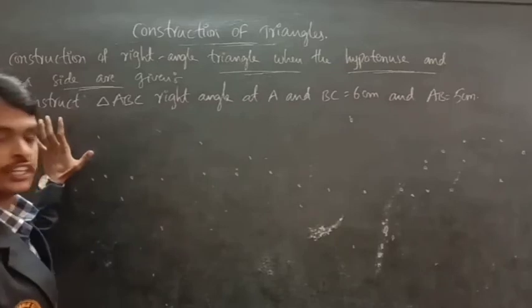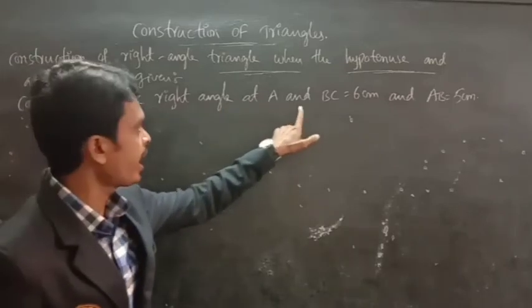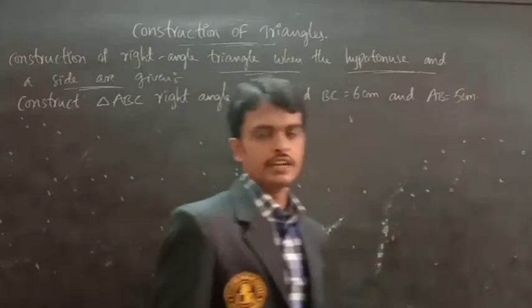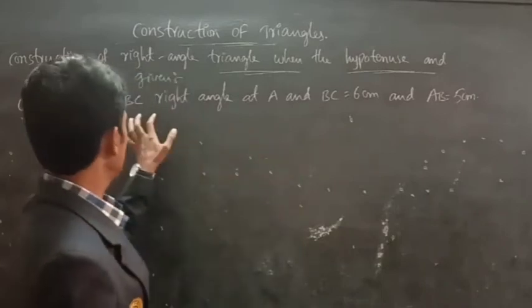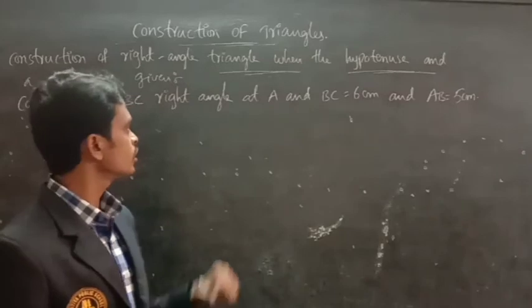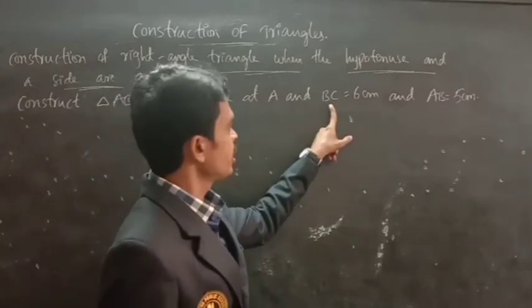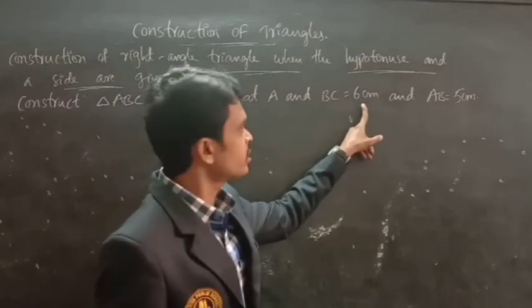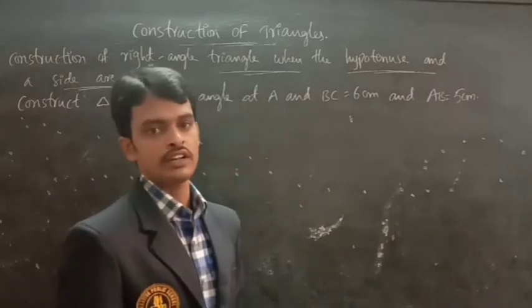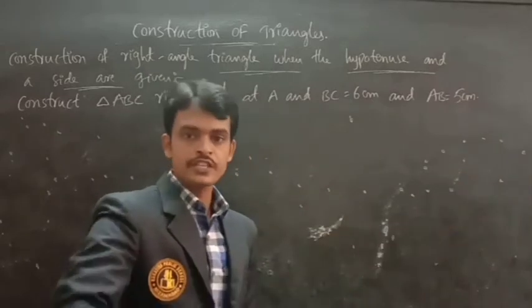Here we are constructing triangle ABC, right angle at A, BC 6 centimeters and AB 5 centimeters. So with these given measurements we should construct a right angle triangle. The given right angle is at A, BC is the hypotenuse 6 centimeters, and AB we should treat as a base of 5 centimeters. So now here first we should draw a rough sketch.